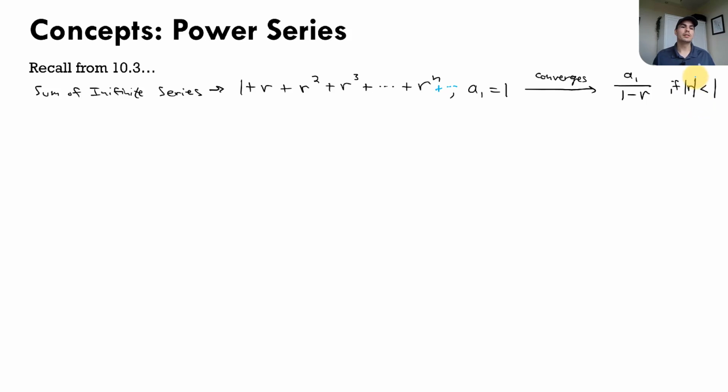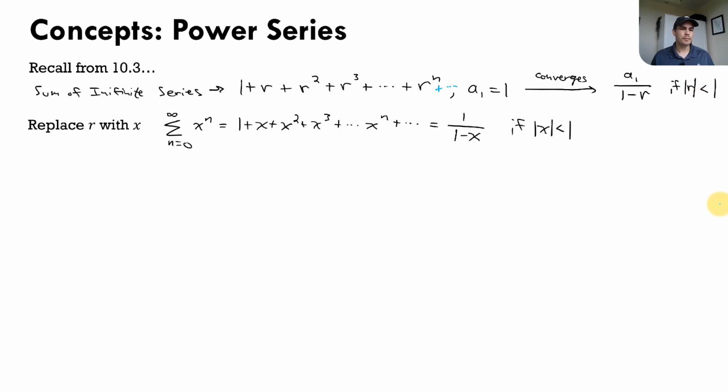So we're going to go ahead and replace r with x now, because a lot of times when we think of functions, our input is x, right? Or our domain is x. So let's represent this as the sum from n equals 0 to infinity of x raised to the n. So now, instead of having 1 plus r squared, I get 1 plus x squared plus x cubed, and so on and so on. And this is going to converge to the expression 1 over 1 minus x, if the absolute value of x is less than 1.